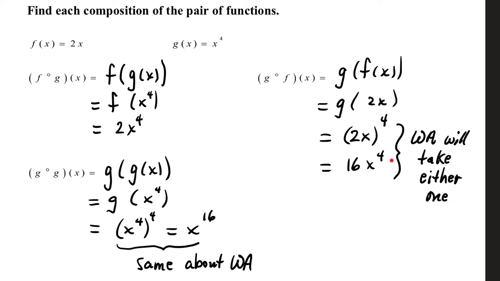WebAssign will take either one of these. I just wanted to kind of give you a heads up. And then our third composition, again, it's g composed of itself. G of x is x to the 4th. When we recycle that into itself, it's going to be x to the 4th, which will be x to the 16th.